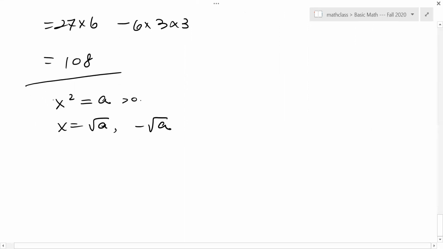Now, you can also consider this equation, and here I don't have any restriction on a. A could be negative, could be positive. So how do we denote the solution? There's only one real number satisfying this equation.